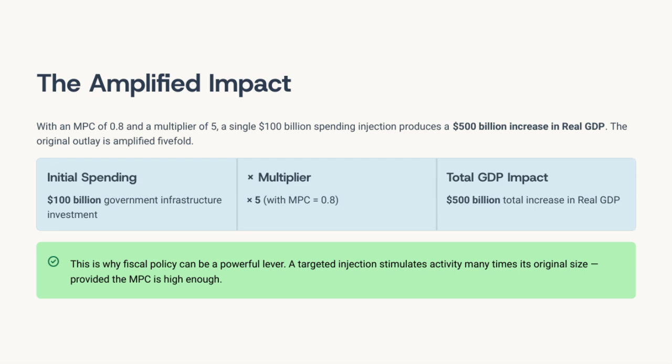With an MPC of 0.8, which means people tend to spend 80% of any additional income they receive, the multiplier is quite high, specifically 5. So, $1 of initial spending results in $5 of total impact on the economy. This is a clear demonstration of how a relatively small initial outlay, $100 billion, can produce a much larger overall boost, $500 billion, in economic activity. It underscores how powerful fiscal policy can be, especially when the conditions are right, and highlights the importance of understanding the multiplier effect in economic planning.